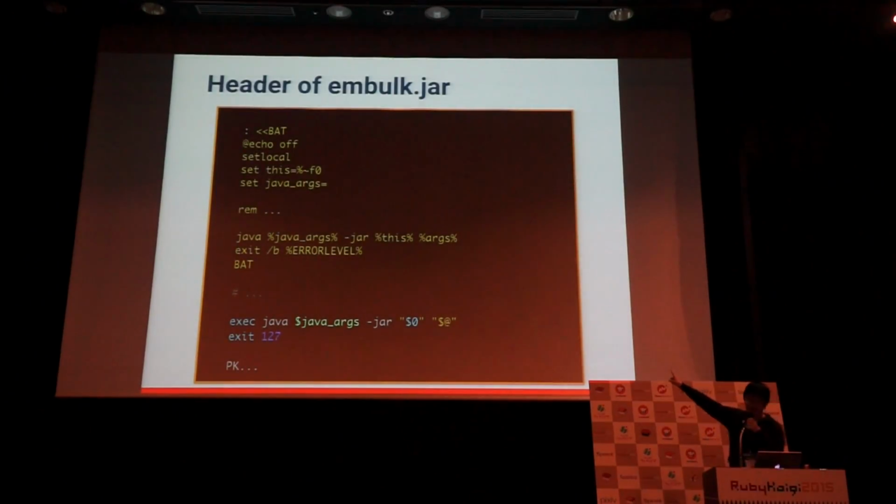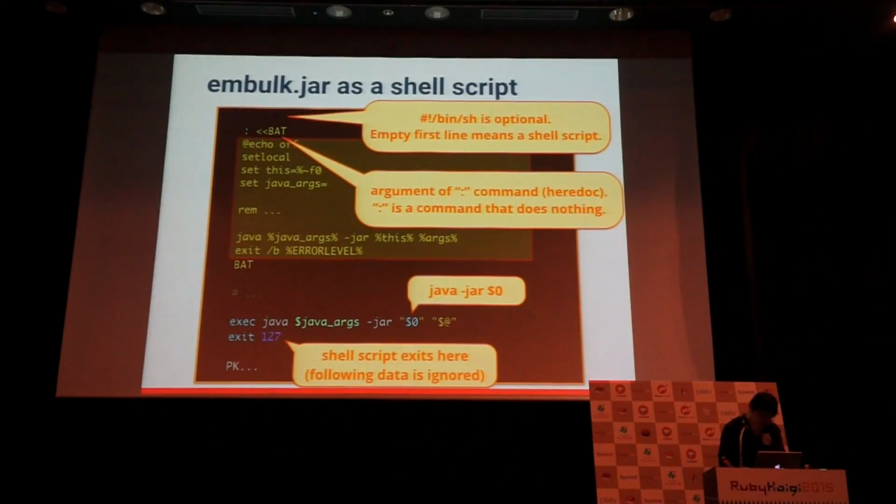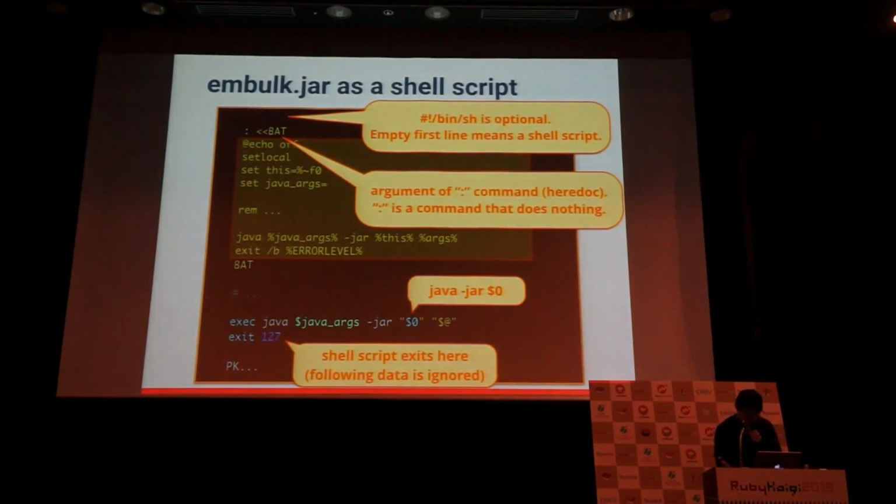Embulk.jar file has this header. Well, this looks weird, but actually this runs. So what's happening here? This jar file is a shell script because the first line is empty. Then Linux kernel uses this as a shell script. So there's a command called colon, right, which does nothing. Then I use this here document to add some comments. Well, this is a comment, right?